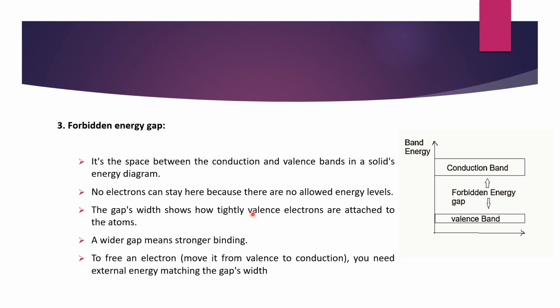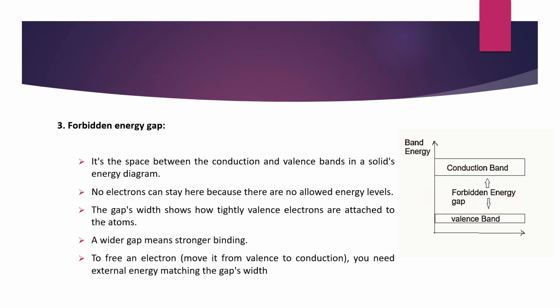The gap width shows how tightly valence electrons are attached to the atoms. If the forbidden energy gap is higher in some element, it means the valence electrons are very tightly bound. Why? Because the energy required by a valence electron to get from the valence band to the conduction band is very high, so these electrons are very tightly bound to the nucleus. To free an electron and move it from valence to conduction, you need external energy matching the gap width. So to push an electron from the valence band to the conduction band, the energy needed is the forbidden energy gap energy.